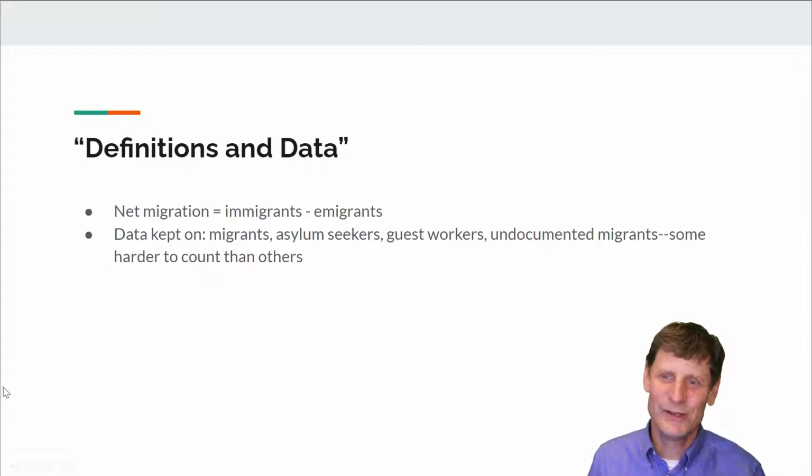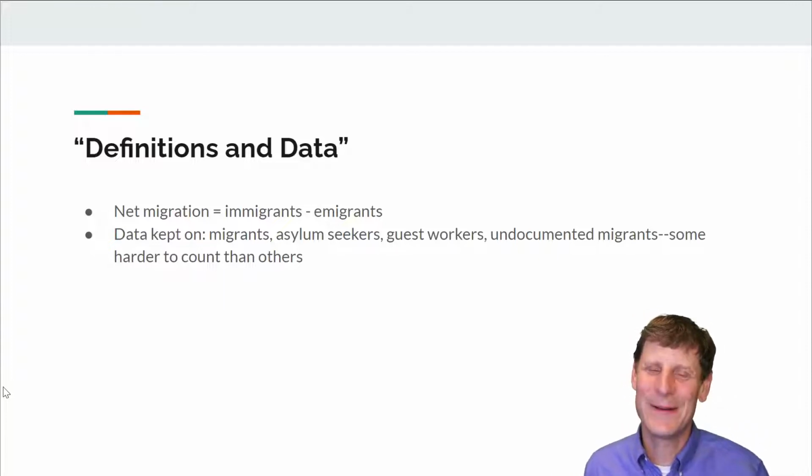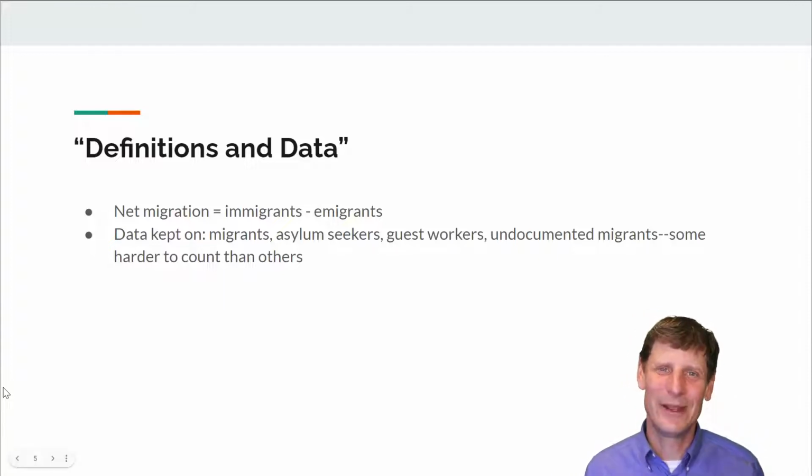So let's move on to the definitions and data section. I'm not going to go into this in detail. As I said, it's pretty dry, but I want to talk really quickly about a big idea in geography, which is the idea of net migration.